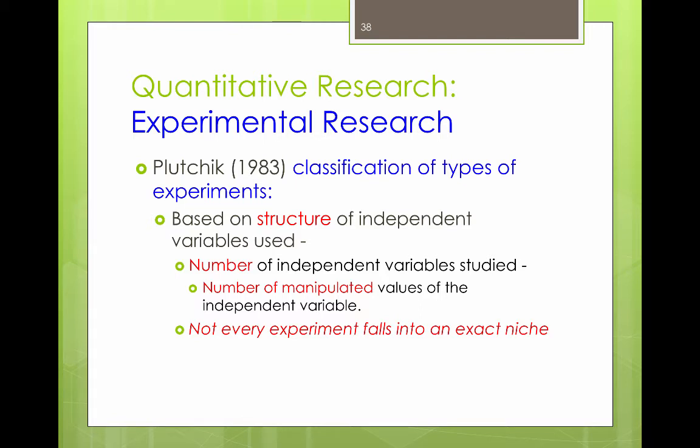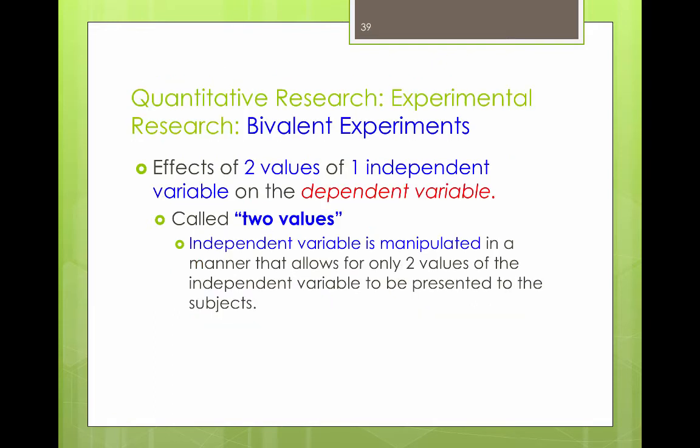There's a classification of different types of experiments based on the structure of the independent variable used, the number of independent variables studied, and the number of manipulated values on the independent variable. But not every experiment falls into an exact niche. So we're going to talk about the names of different studies with one independent variable or more than one independent variable, with different values of independent variables being categorized.